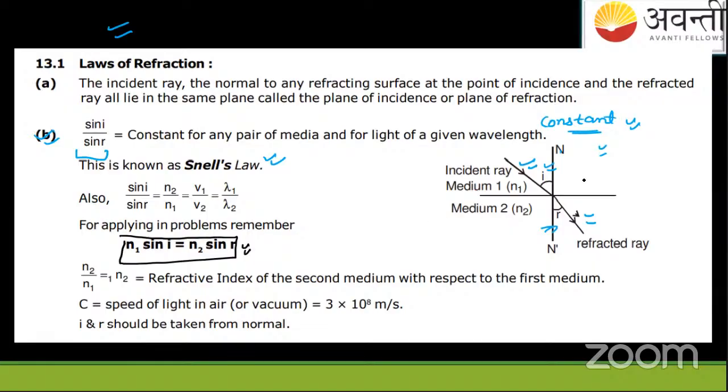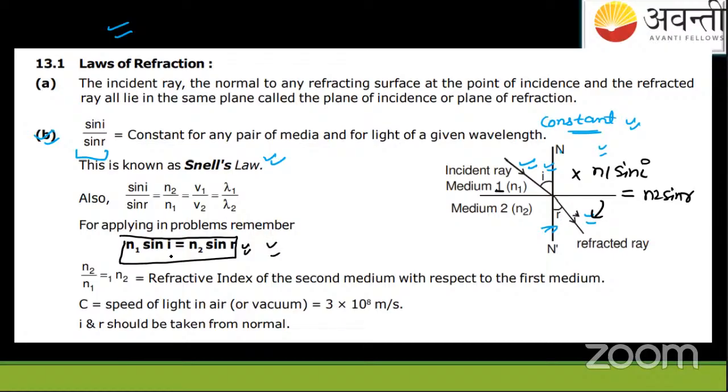Start from any of the media. Don't worry whether it has more or less refractive index than the other, or whether it is optically denser or rarer. What you need to do is this. If you are standing in this medium, say N1, multiply it with the sine of the ray's angle, so N1 sin i. Equate this with the next medium's refractive index times the sine of the angle of the ray present in the next medium, whether it is i or r. If I start from there, again the formula will be the same. So N2 sin r: the refractive index of that medium multiplied by the sine of the angle. So you will get this.